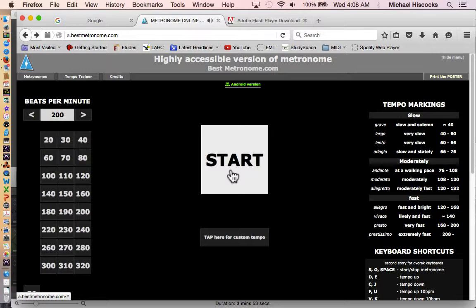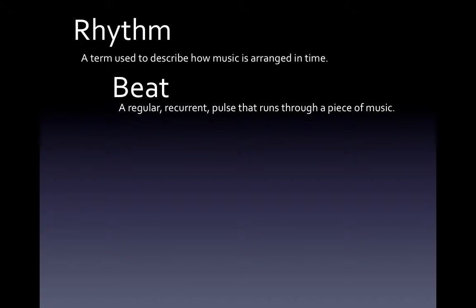So it's a lot faster. We've been experimenting with the predictability, the steadiness of a beat, but we've also been experimenting with beats that occur at different speeds. We have a term that describes that, but whether the beat is slow or whether the beat is fast, it's steady and predictable. This isn't always true in music, but in these early stages, that's a good way to think about it. Beat: regular recurrent pulse that runs through a piece of music.